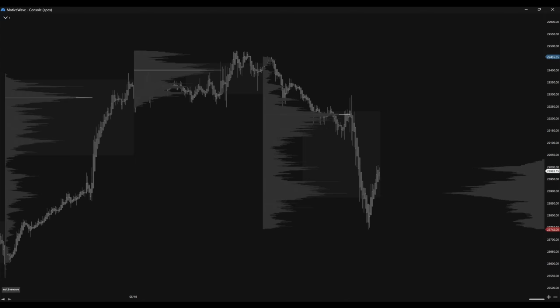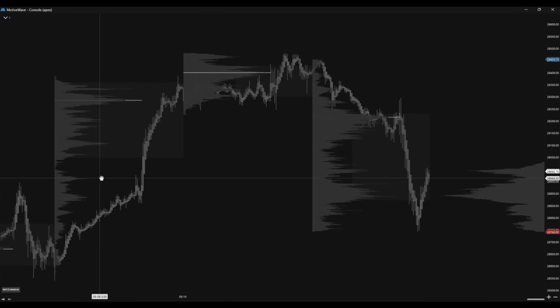Now, my favorite, shelves and ledges. A shelf is a price area where volume expands and stabilizes, indicating increased acceptance in trade facilitation. These areas often represent established value and can act as zones where price slows or rotates when revisited. Ledges are simply the outer edges of shelves where volume drops off quickly, the boundaries where acceptance transitions into rejection.